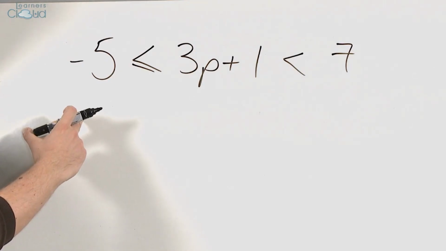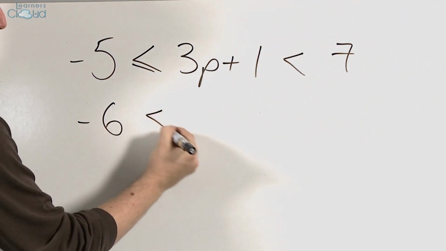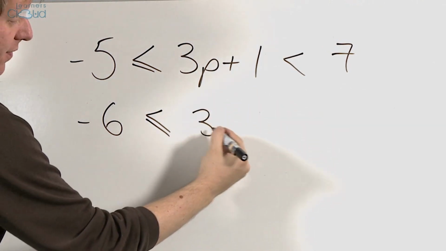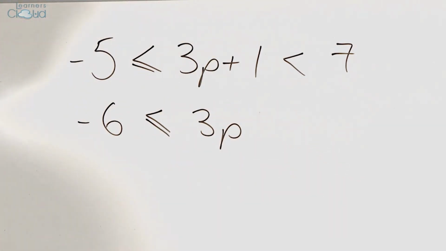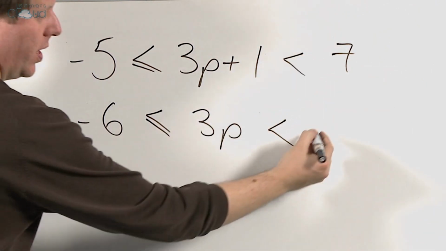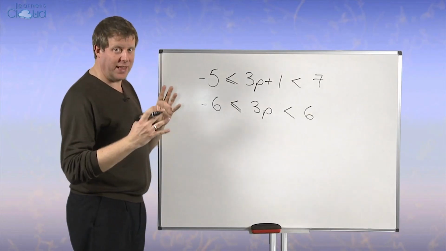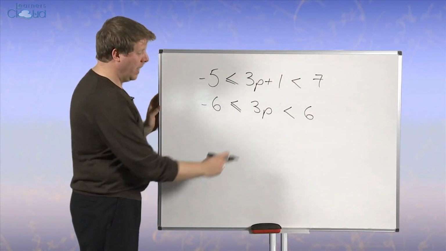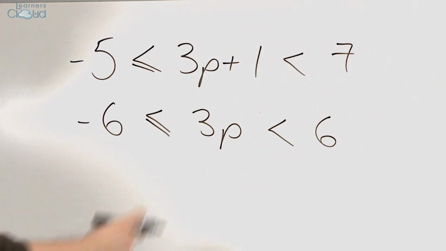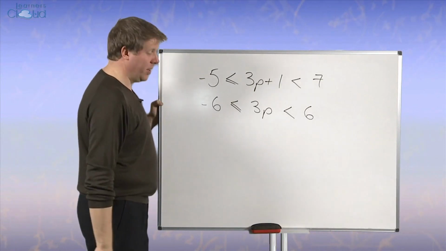If I subtract 1 from minus 5, it will give me minus 6. Put in our inequality sign. If I've subtracted 1 from here, I'll just be left with 3p. And then finally on my right-hand side, 7 subtract 1 gives me 6. So I'm getting closer to having that p on its own in the middle. How am I going to get rid of that 3? Well, at the moment, it's 3 multiplied by p. So if I want to remove it, I need to divide through by 3.